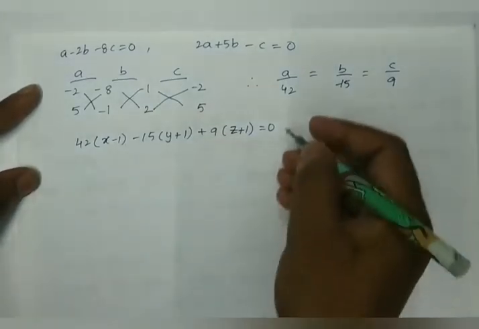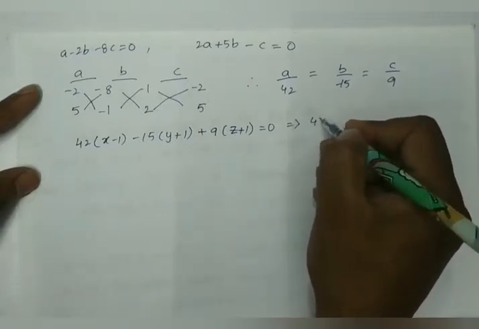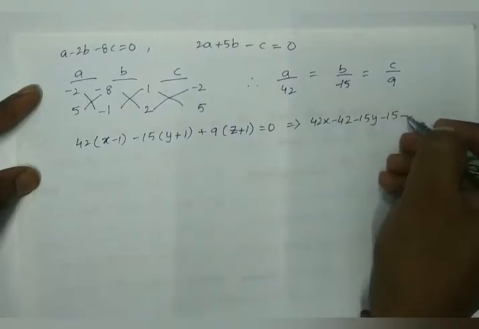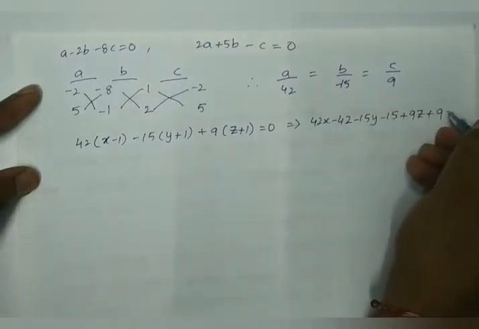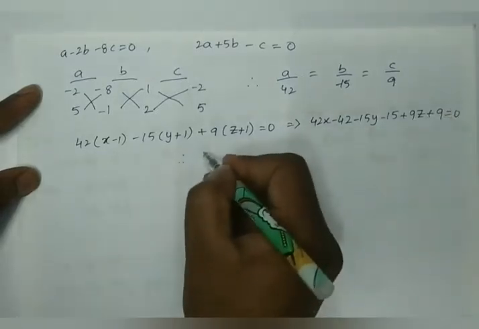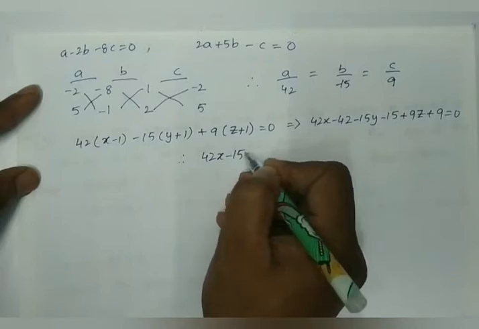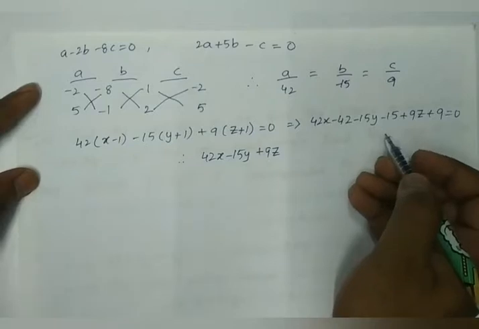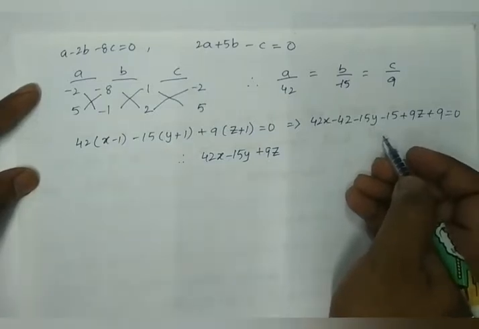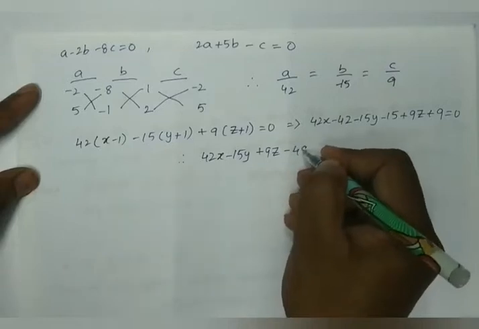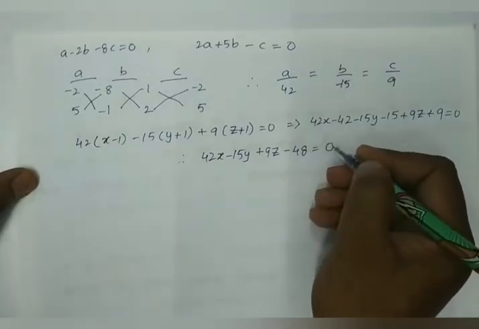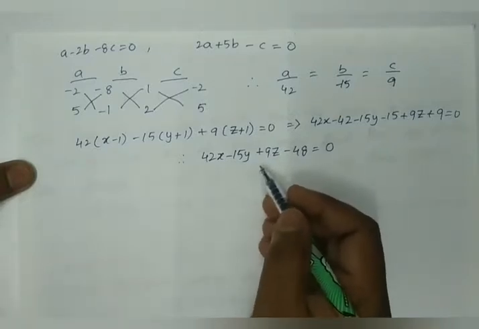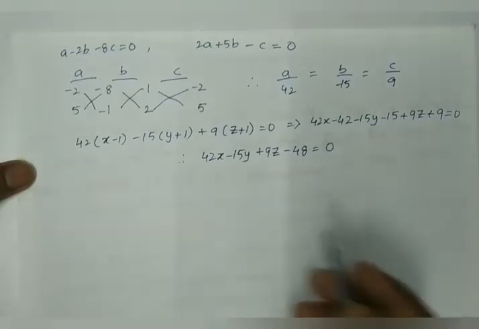Here, by simplifying this equation we get 42x minus 42 minus 15y minus 15 plus 9z plus 9 is equal to 0. Therefore 42x minus 15y plus 9z, minus 42 minus 15 is nothing but minus 57, minus 57 plus 9 is nothing but minus 48, which is equal to 0. Which is the equation of the plane passing through the point 1, minus 1, minus 1 and perpendicular to the given planes.